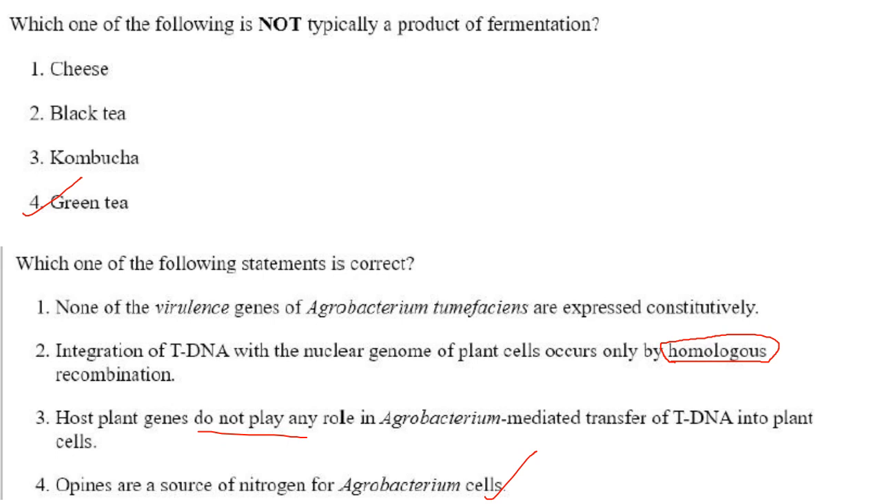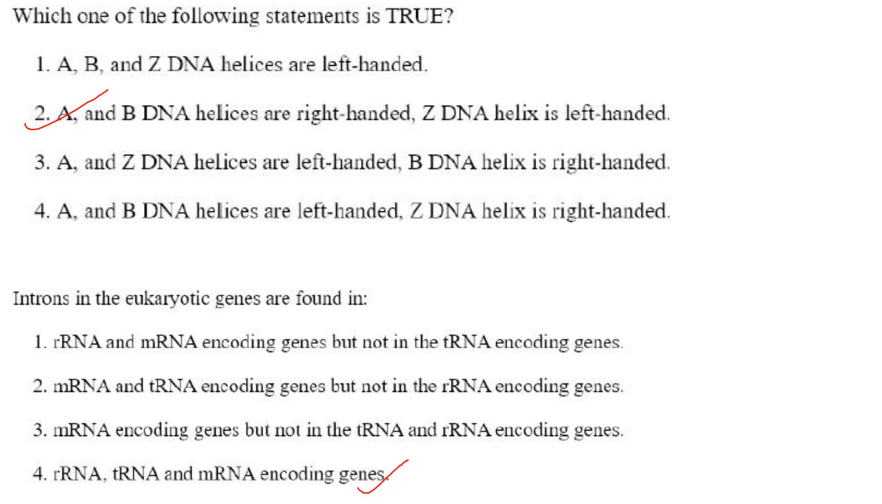Host plants do not play any role in Agrobacterium-mediated transfer. They do play a role in Agrobacterium-mediated transfer of T-DNA into plant cells. So the third is also not correct. So what is your answer? Naturally it is option 4, which is the correct answer. Opines are a source of nitrogen for Agrobacterium cells. That is correct.